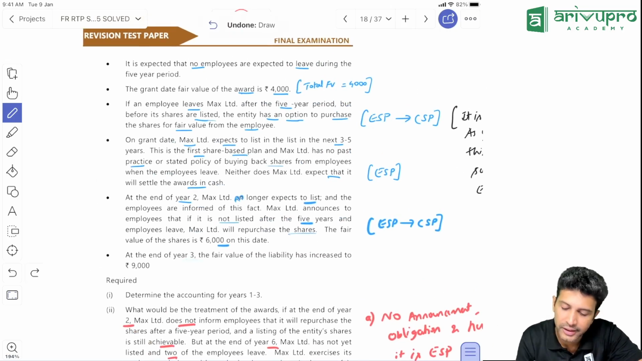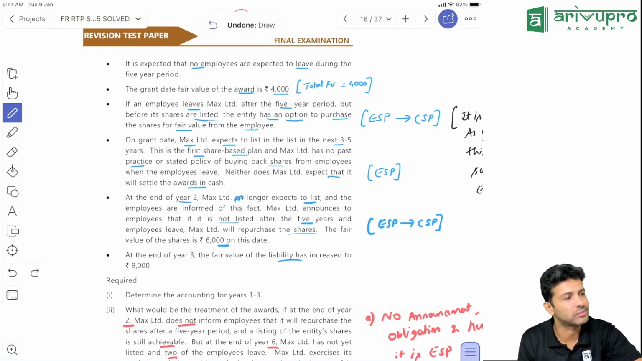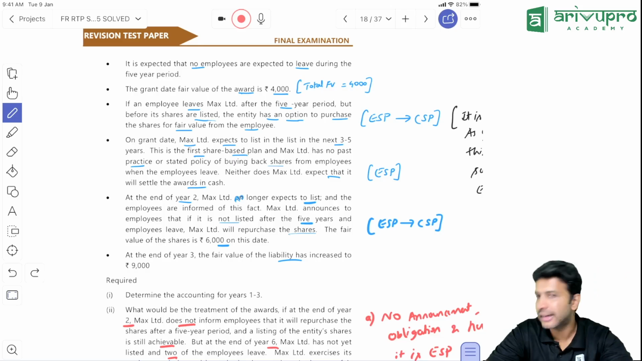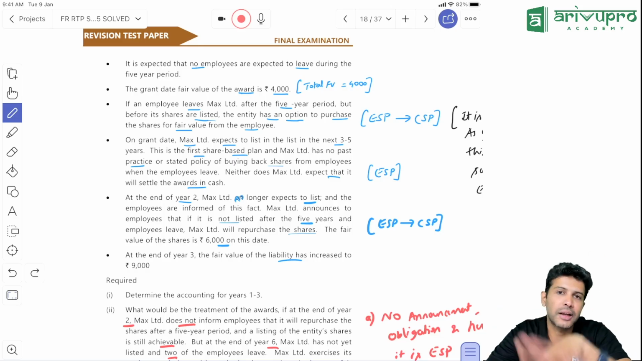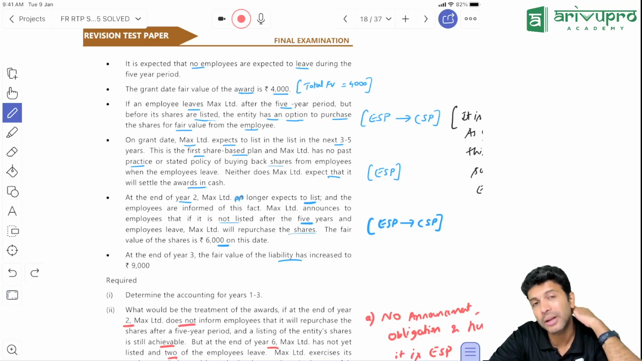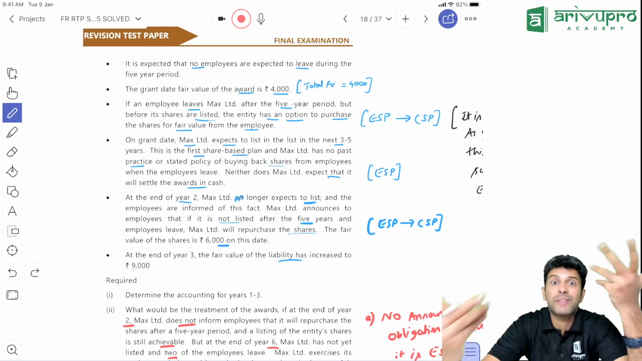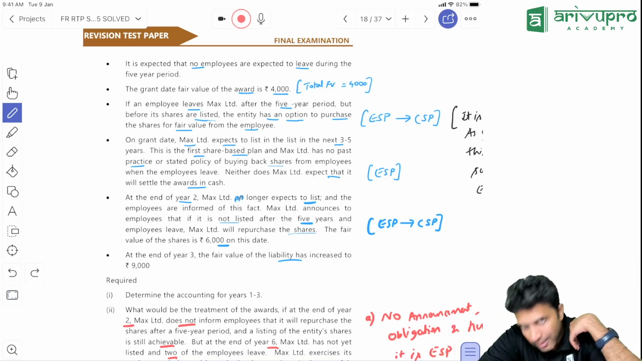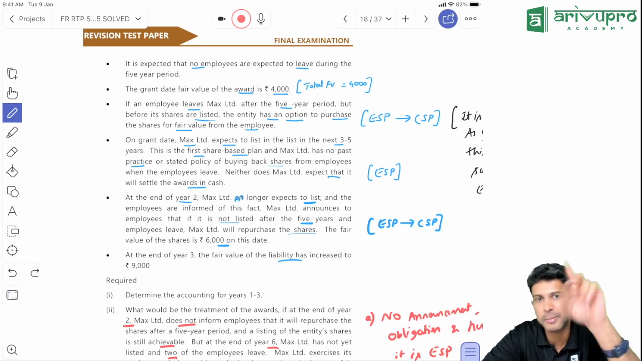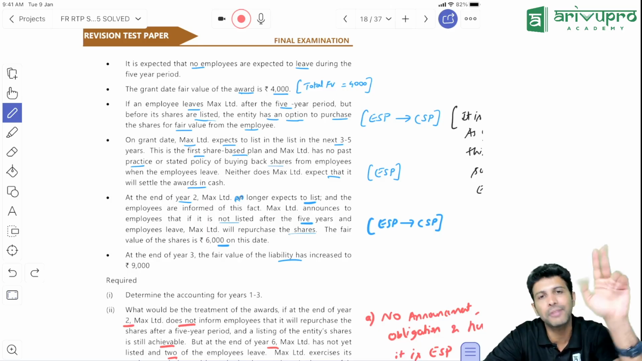At the end of third year, the fair value of the liability is 9,000. Right now, sir, for equity settled plan, we only take fair value on the grant date. Subsequent changes to fair value are ignored. But if it is cash settled plan, at every reporting period till the time of settlement, we'll have to measure the liability at fair value, because we have an obligation to pay cash. So at every reporting period, you'll have to measure that SBPL, share based payment liability, at fair value.